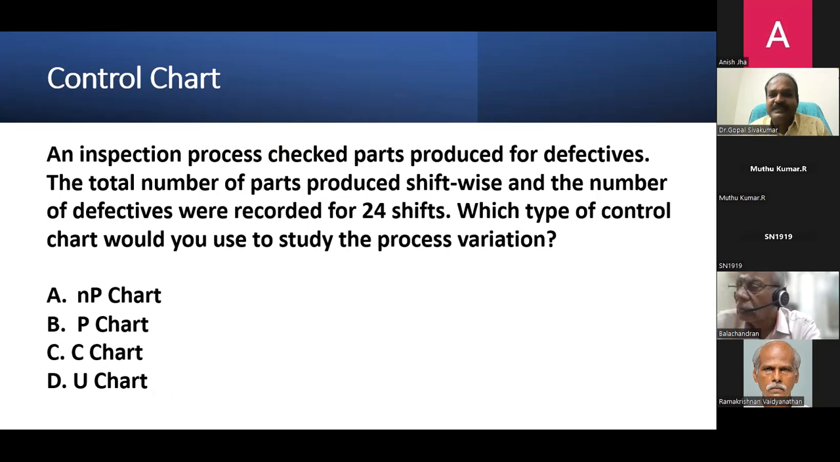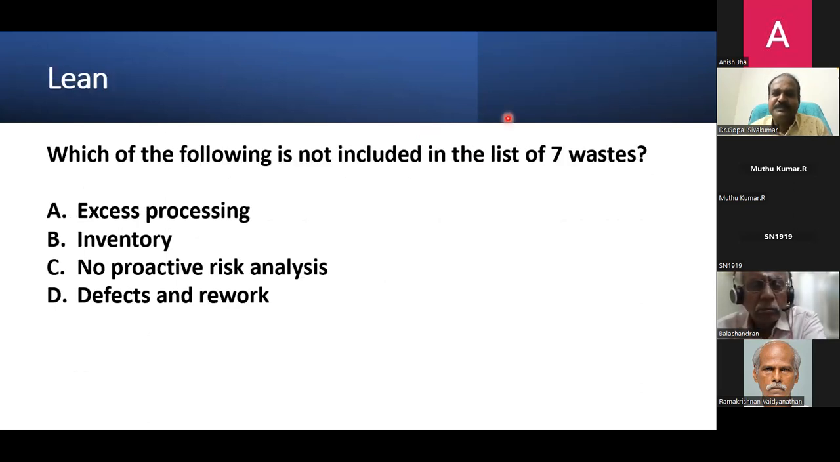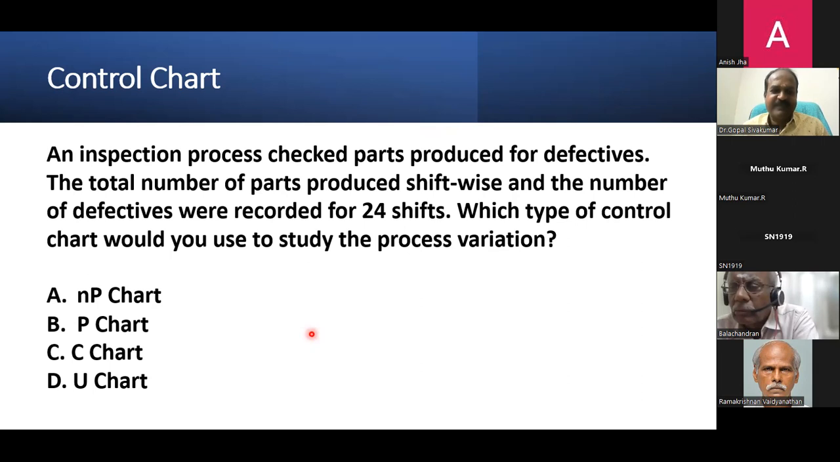NP chart. What is the requirement to go for an NP chart? Defectives. Sample size must be constant. Now, for an NP chart, what is the sample size here? The units produced itself is the sample size. Can you see that, all of you? Do you think units produced will be constant always?